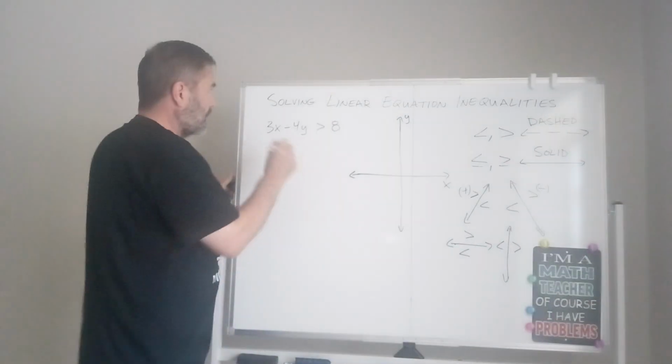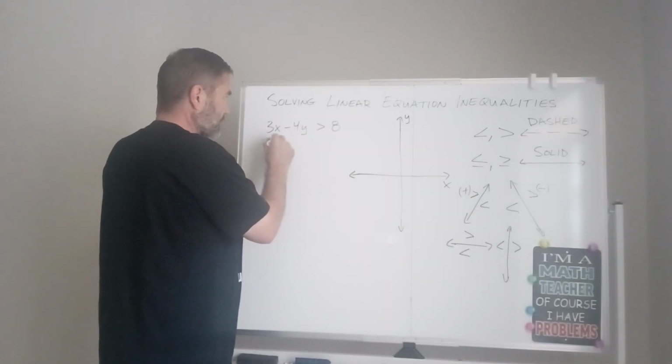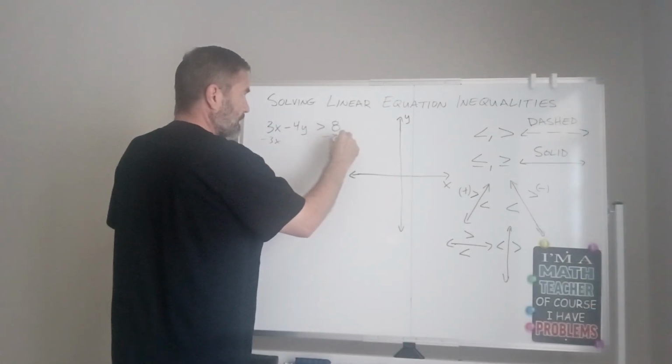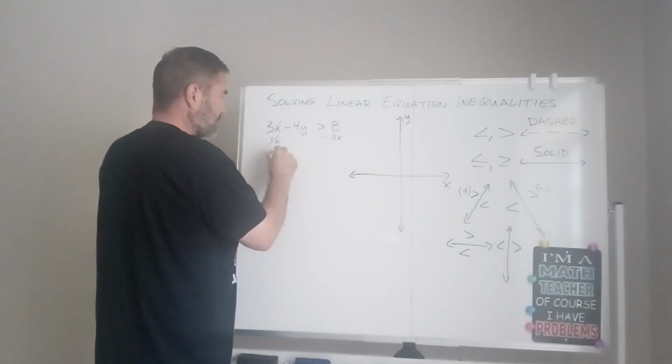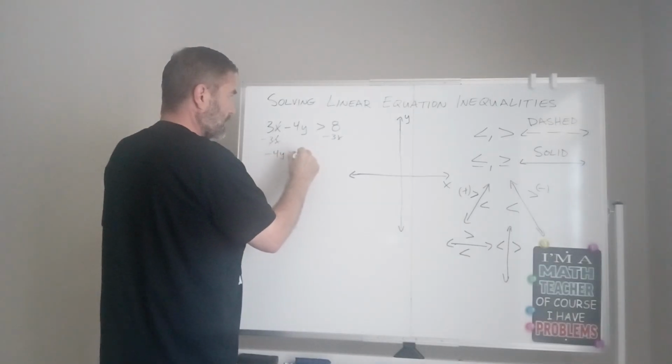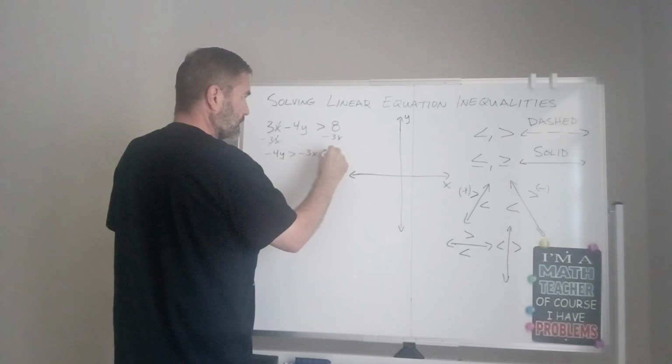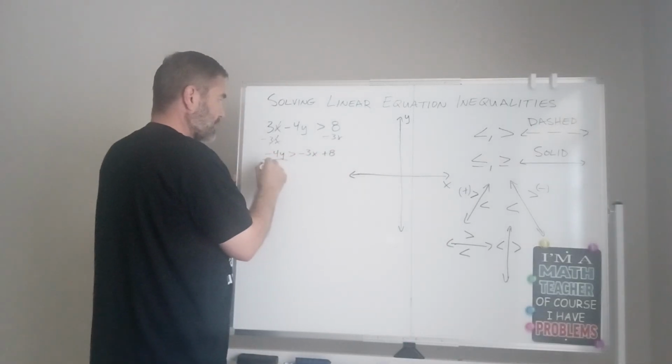So here we go. I'm going to solve for y. I'm going to subtract 3x from both sides. This will cancel over here. We'll get negative 4y is greater than, and we always want the x term to come first. Okay, then I'm going to divide by negative 4.